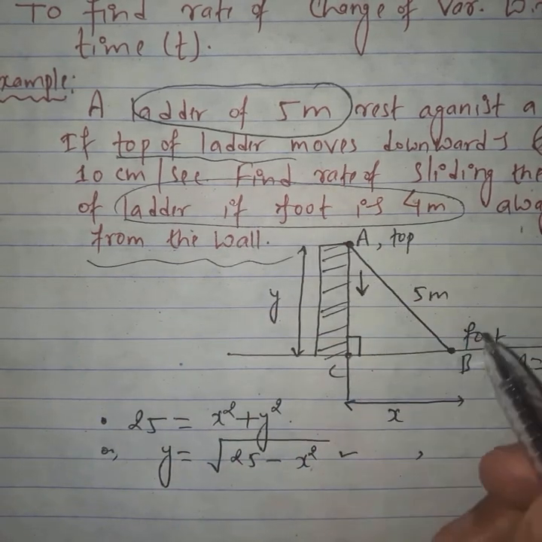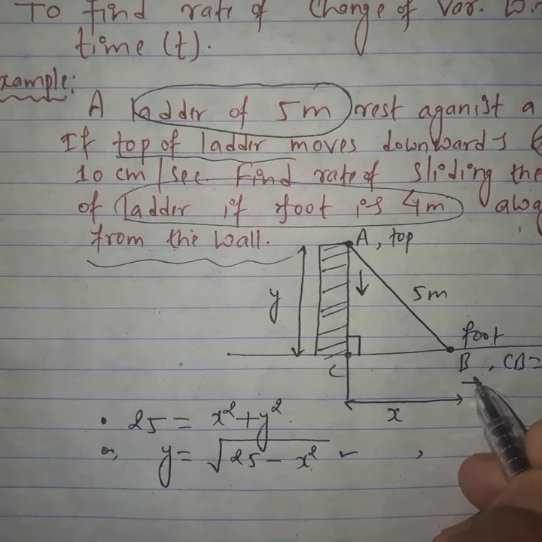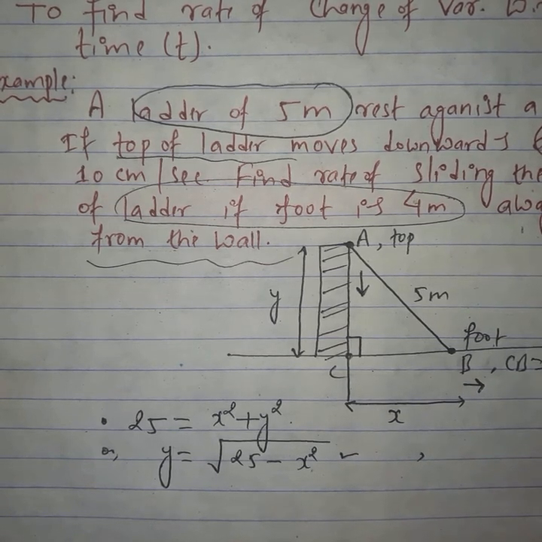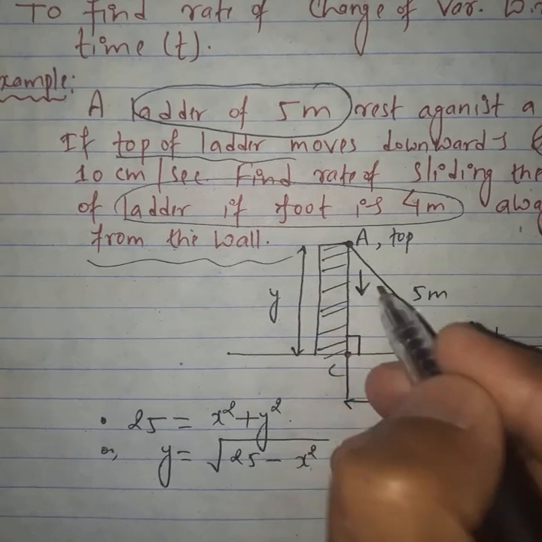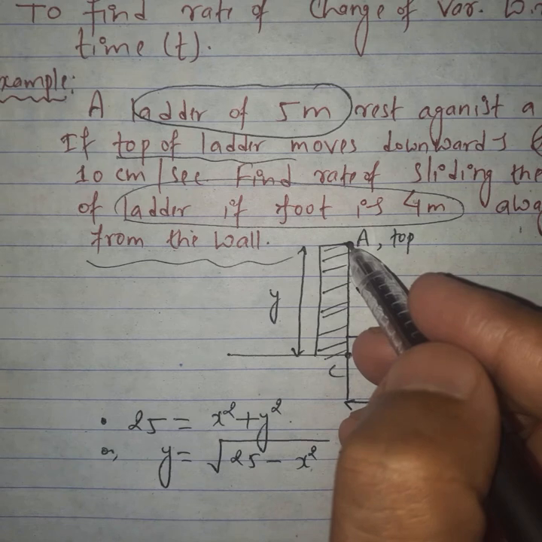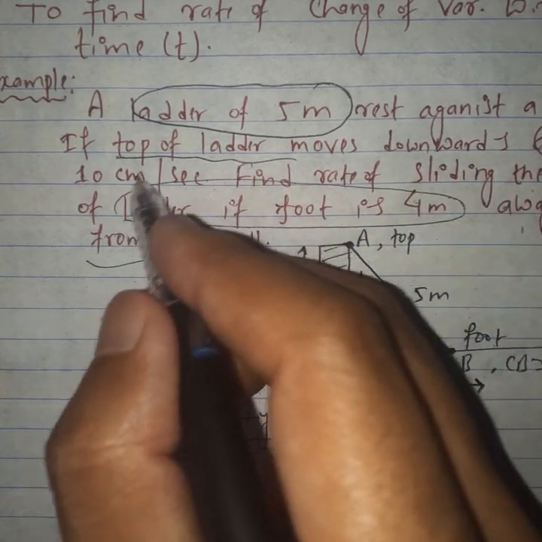Due to this vertical movement, the foot will move in the horizontal direction. The rate of sliding of the top of the ladder is given here. It moves downwards at the rate of 10 centimeters per second.